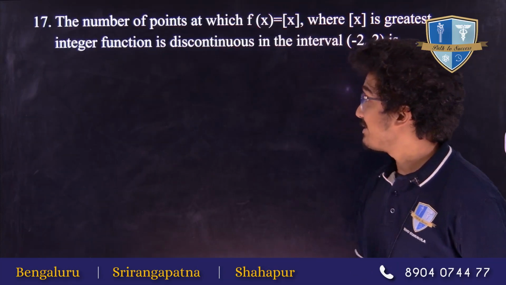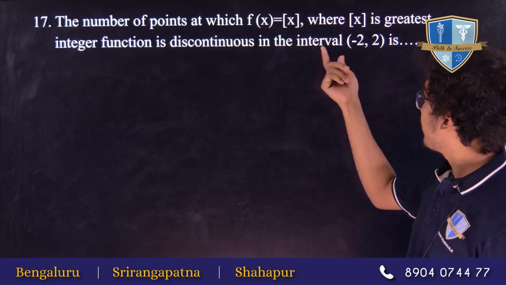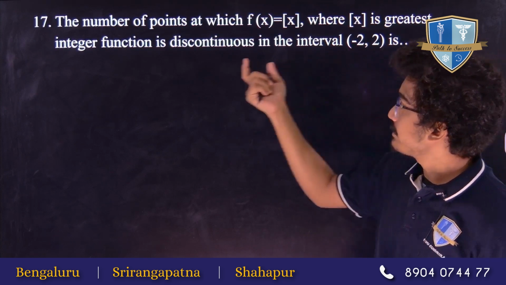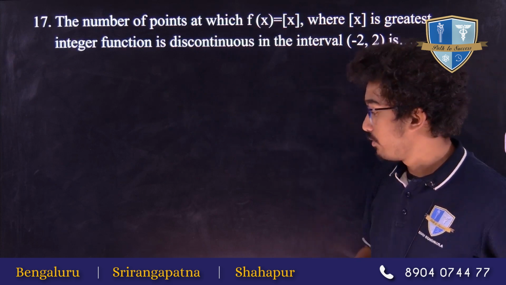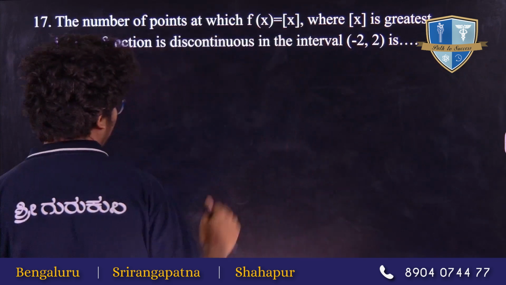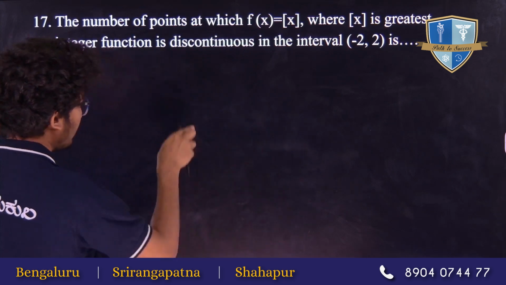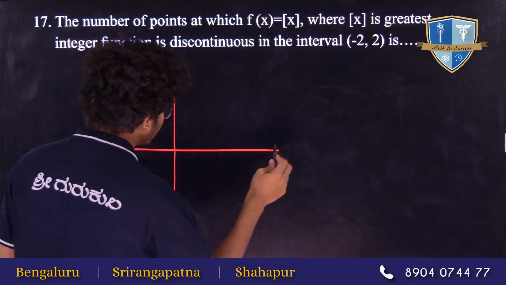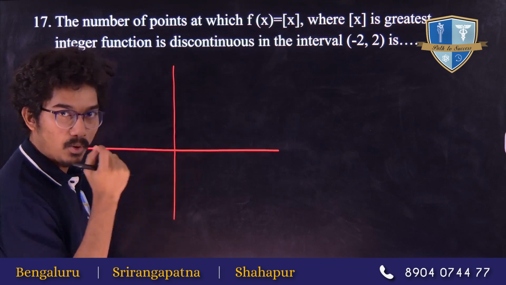The next question is: the number of points at which f of x equals [x], where [x] is the greatest integer function, is discontinuous in the interval (-2, 2). So it is the open interval -2 to 2. If you remember the graph of the greatest integer function, it will give the greatest integer smaller than that value.